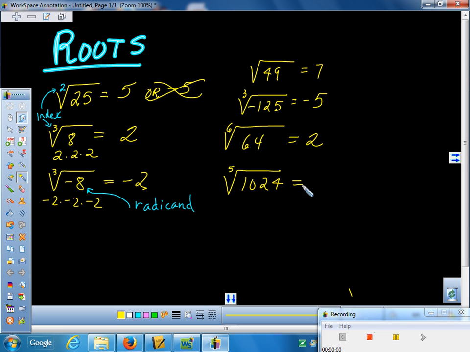You would go to the x to the fifth column, you would then find 1024, and then come across to 4, was the number we took to the fifth power. So yes, the answer is 4.